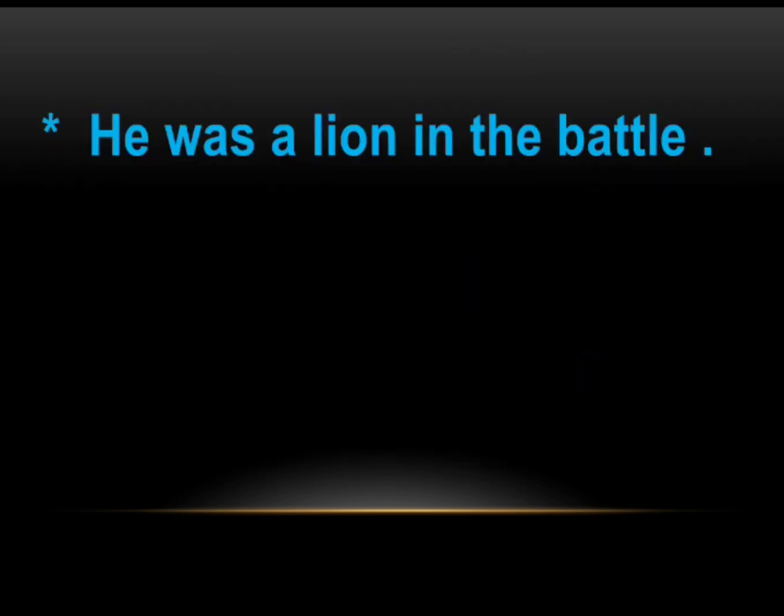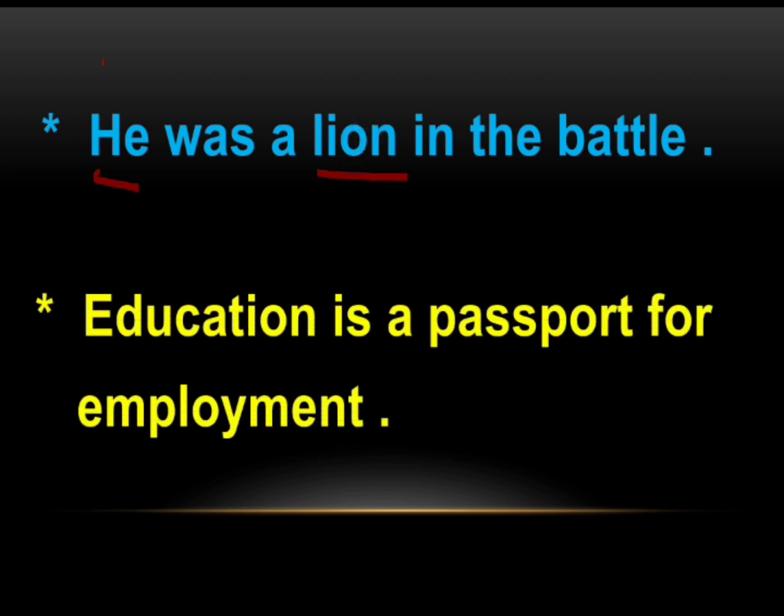Have a look at the examples. He was a lion in the battle. Look at the sentence here. He and the lion. He is assumed to be the lion in the battle. He is not like the lion, but he is assumed to be the lion in the battle. The next example, education is a passport for employment. Education is not like the passport, but it is the passport. It is assumed to be the other. So, metaphor is one in which we assume one thing to be the other.